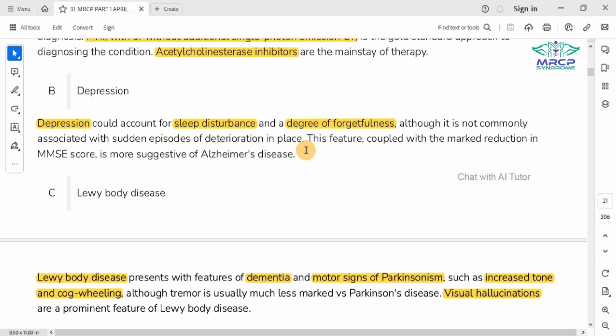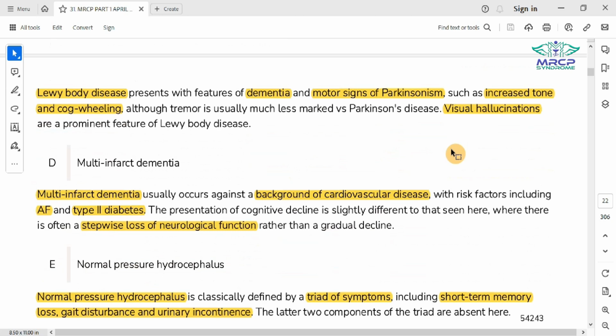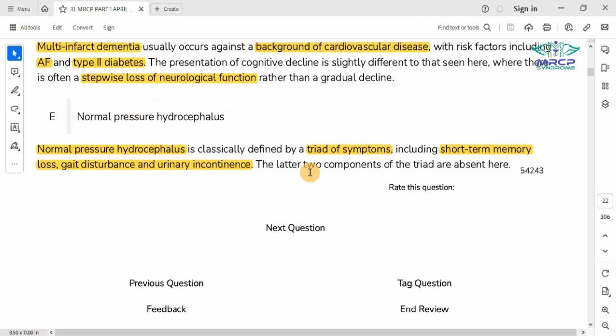In depression, in some cases they may also come with features of pseudodementia, but they will always have the mood disturbance associated with sleep disturbance. Lewy body dementia will have visual hallucinations. Multi-infarct dementia will always have vascular risk factors, and NPH will come up with the triad of DUG.